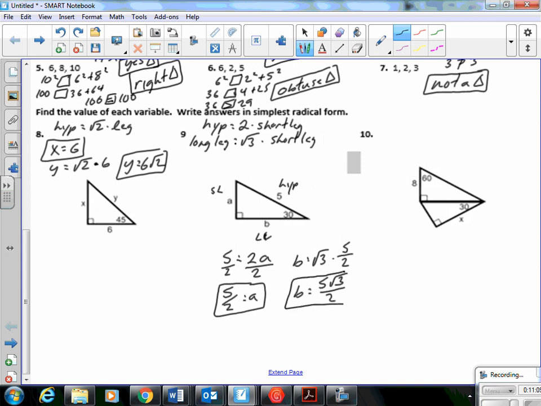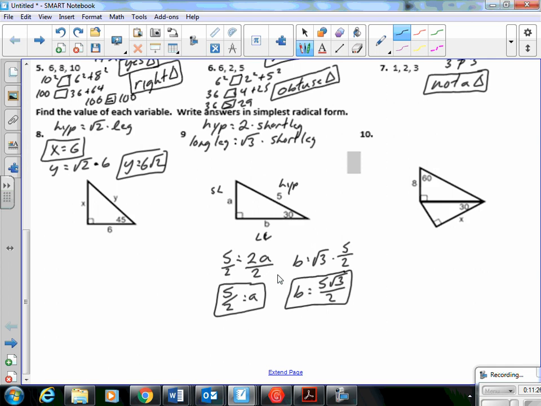And if you took those to decimals, then your A would be 2.5 and your B would be 2.5 square roots of 3. Just a little more appropriate to not have a decimal in front of your radical sign. So fraction looks a little more appropriate.